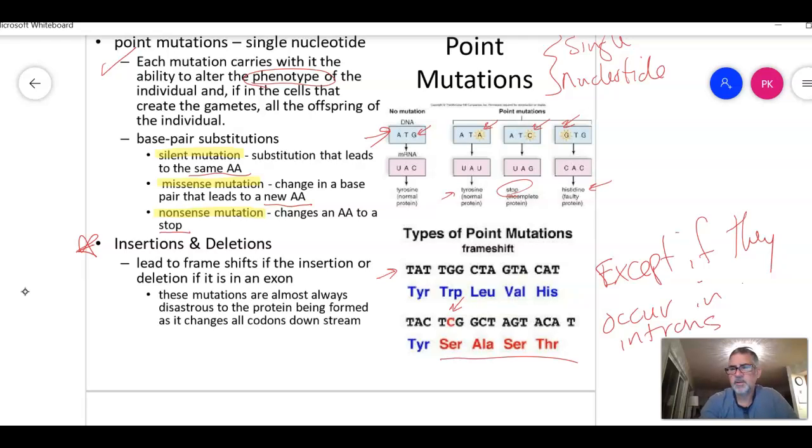So insertions and deletions, exception. Except if they occur in introns. Because remember, introns are non-coded regions that are going to get removed from the pre-mRNA when you make mRNA. So if any of these point mutations happen in an intron, it doesn't matter. And that's the beauty of introns.